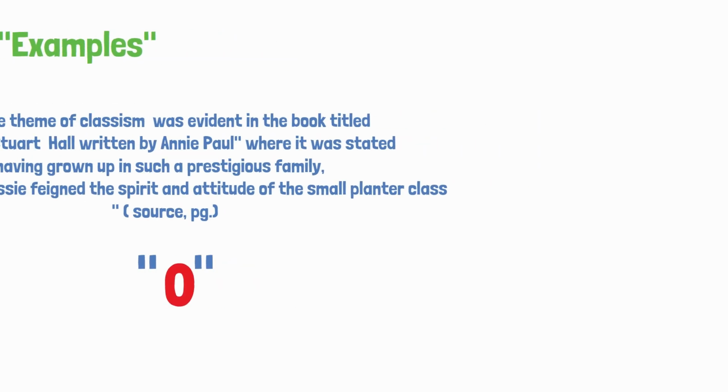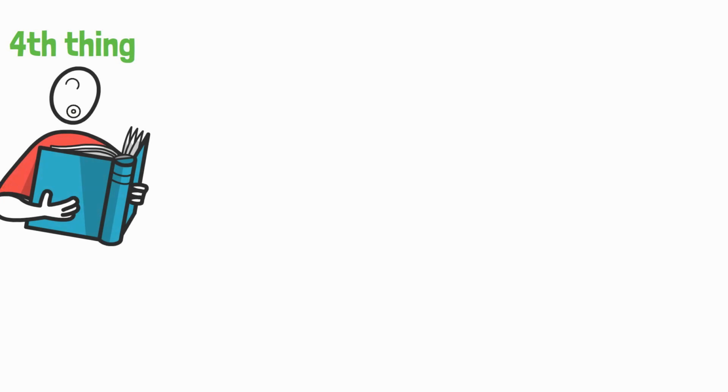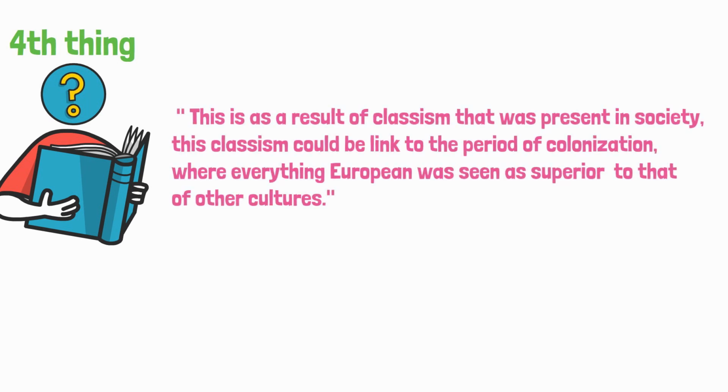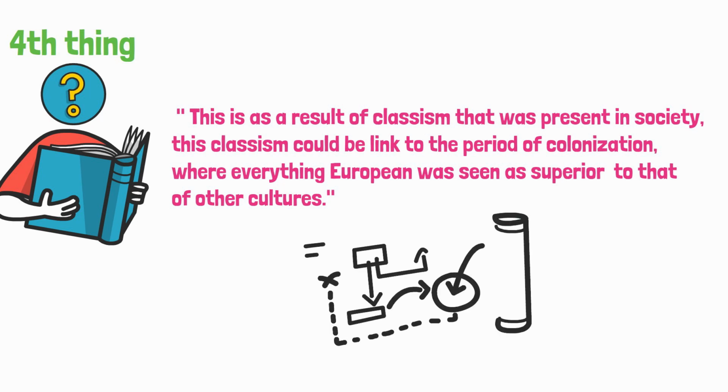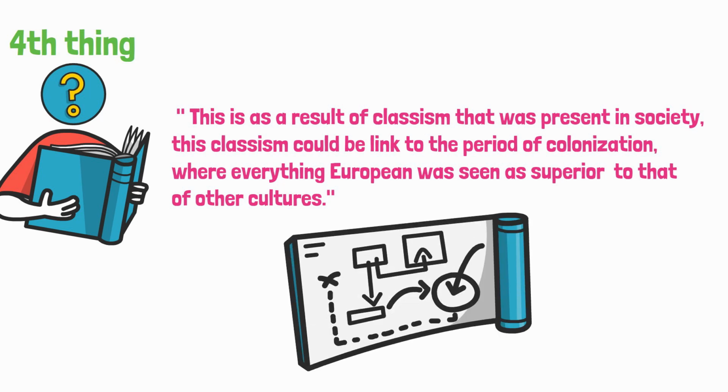So the fourth thing after the example is explaining why this is so in the book. And you have to link it to various theories. So, using the same example stated earlier, you can link this and say this is a result of classism that was present in the society. The classism could be linked to the period of colonization where everything European was seen as superior to that of any other culture. So no, you don't have to have one example in each of your paragraphs, because if you're doing 3 themes, then you will have to have more examples compared to someone who is doing say 5.